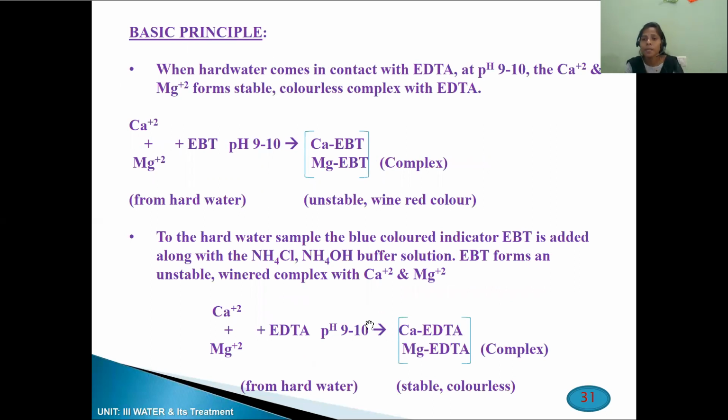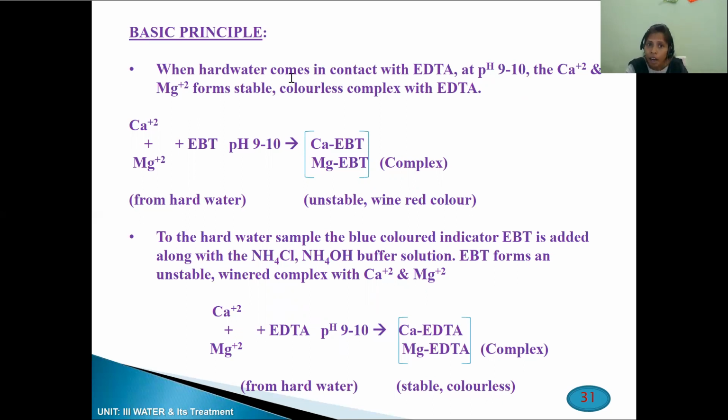Now let us see the basic principle. What is the principle involved in this experiment? When hard water comes in contact with EDTA, because we are using EDTA to find out the hardness of the given water sample. Hard water is the given water sample. So hard water is treated with EDTA. The calcium 2+ and magnesium 2+ ions present in the hard water react with EDTA only at pH 9 to 10. To maintain this pH, we are using the buffer solution.